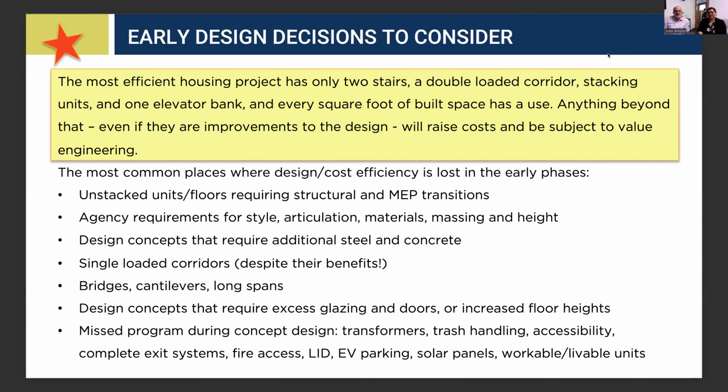The most common places where design and cost efficiency is lost in the early phases, in pre-design and planning building, are unstacked units and floors requiring structural and MEP transition. Anytime there's a misalignment from floor to floor, there's cost in structure and MEP that has to transition between those two. Some of those things are prescribed in the zoning code, like a 10-foot setback above 30 feet, which is really difficult and really costly. It changes the unit design and everything is unstacked. So watch out for that. But there are other ways to get the step backs to meet that intent.